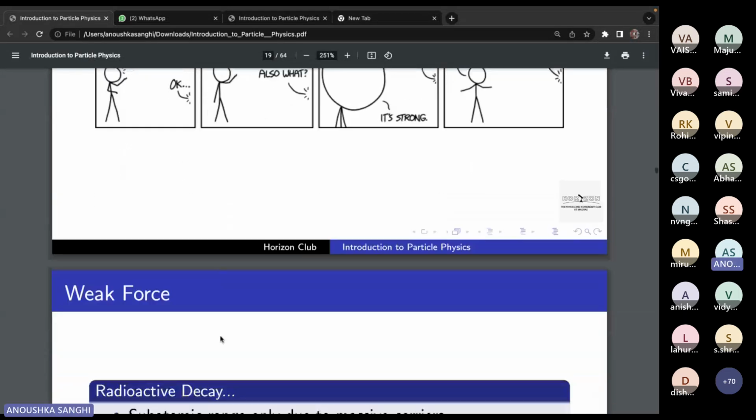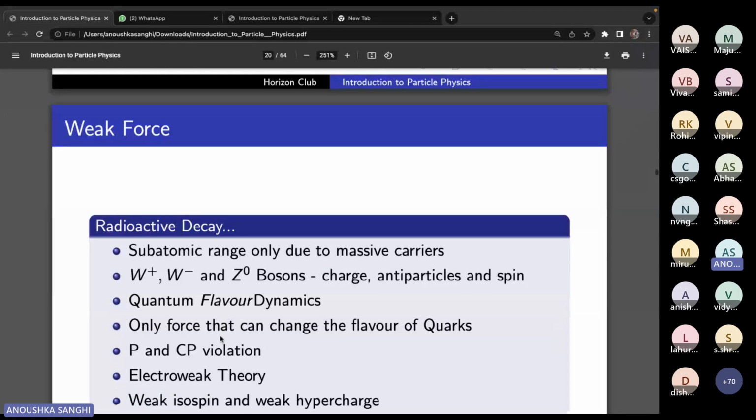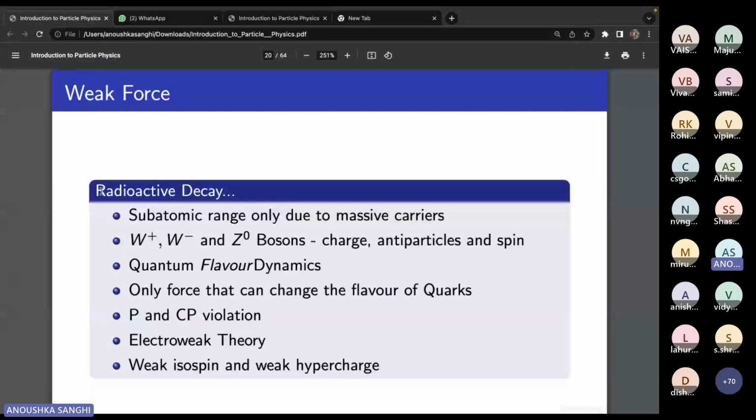Now weak nuclear forces. If I talk about weak nuclear forces, the first thing that appears is radioactive decay. We will not directly jump to radioactive decay; before that, I'll explain many things. As I've already explained, the force carriers of the weak force are W and Z bosons. Here is one more important thing: quantum flavor dynamics.